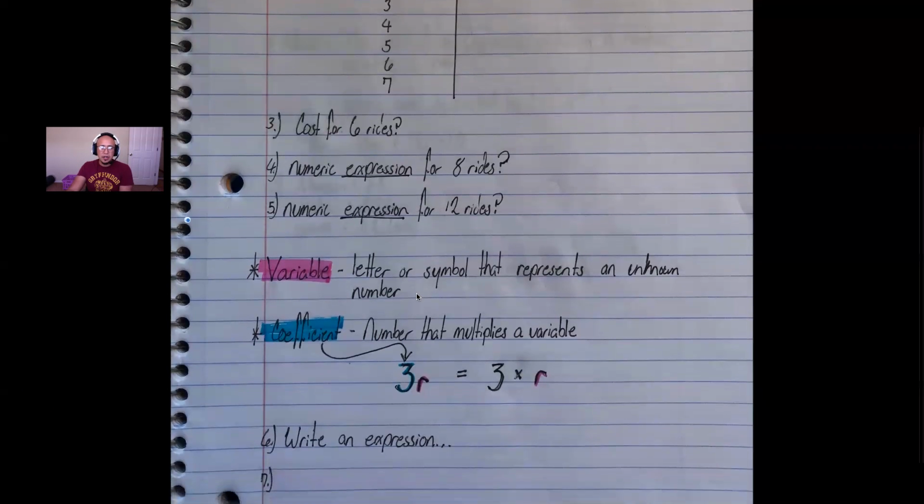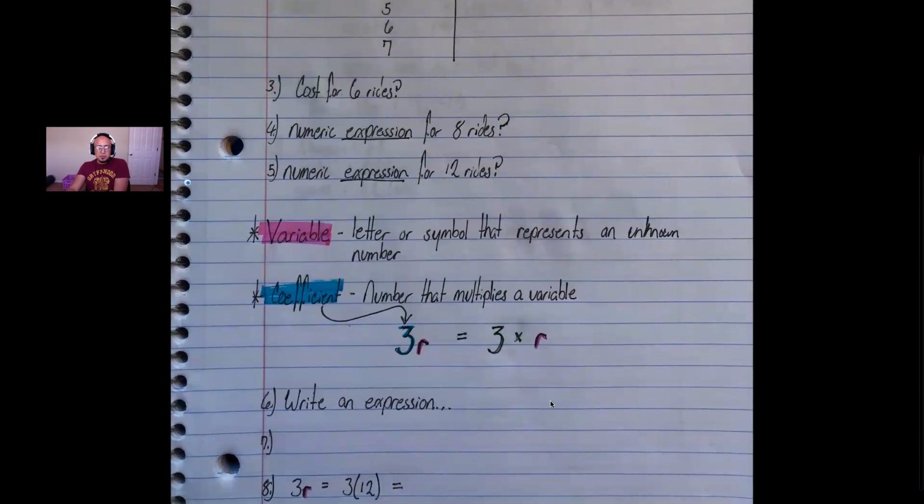Moving on to number 6, it says, write out the expression for everything that we've done so far. So that expression would be, again, because we're multiplying R times 3, 3R. 3 times R. 3R. That would be the expression. So on Schoology, you would literally type in 3R. No space, nothing like that.